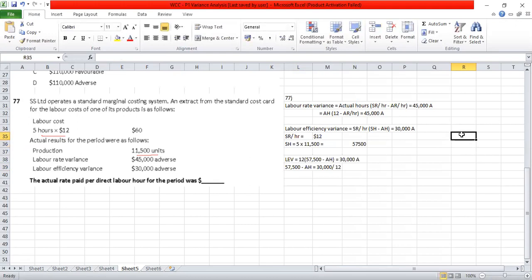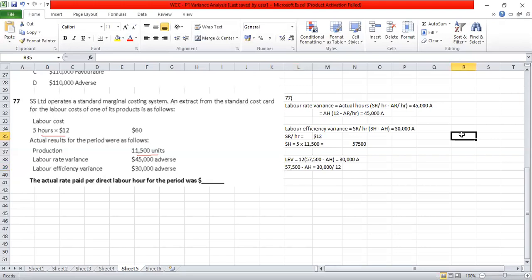2,500. So 2,500 actual hours goes to the other side. So that should be 50. It should be more than the standard hours by 2,500 because it's an adverse variance.